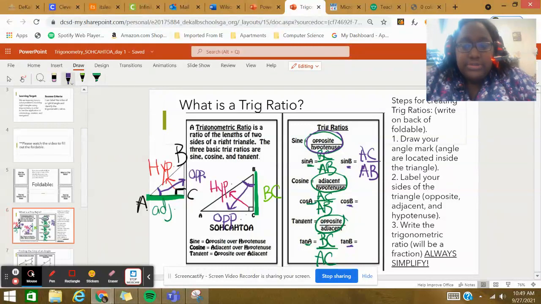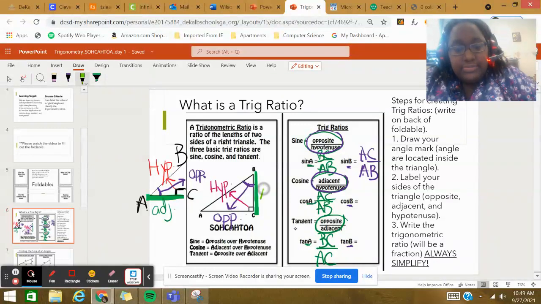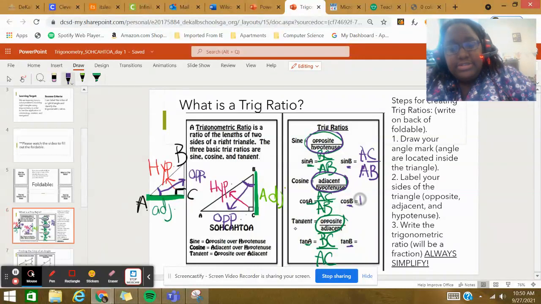Okay. Let's do the next one. I'm doing cosine of B. Again, cosine is my adjacent side over my hypotenuse. My adjacent side, I didn't even write this right. Let me go back and change this to say ADJ. That was my mistake. So this is my adjacent side. So my adjacent side is going to be BC or CB, however you want to order it. So BC over my hypotenuse, which is AB or BA.